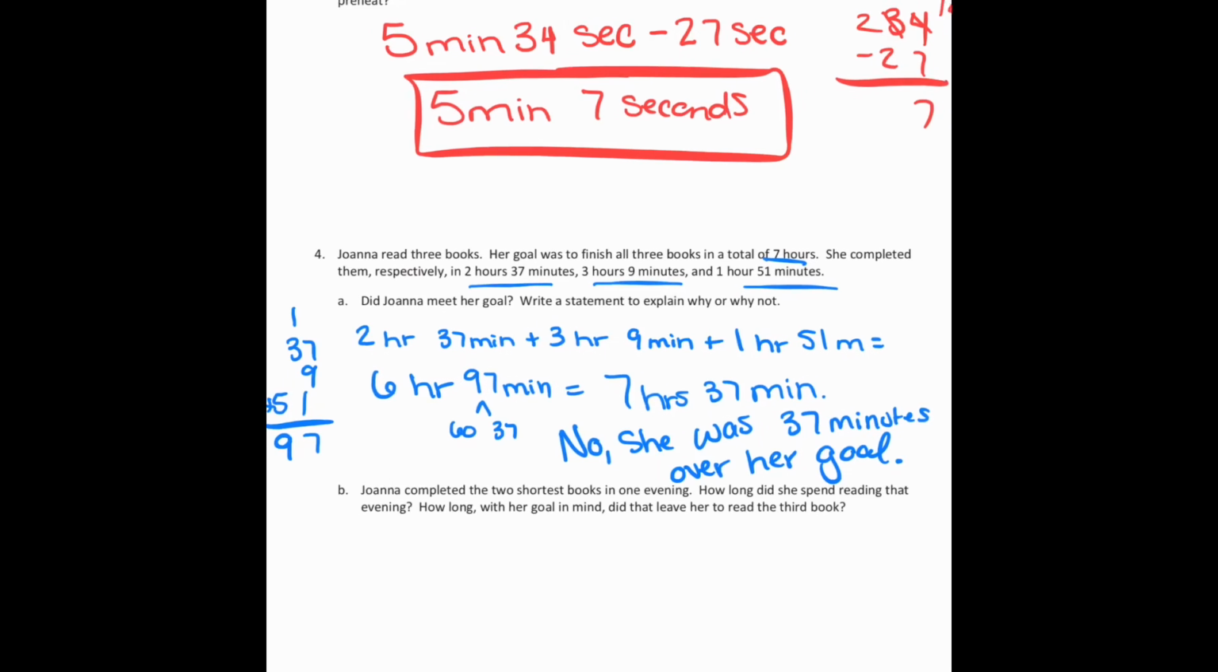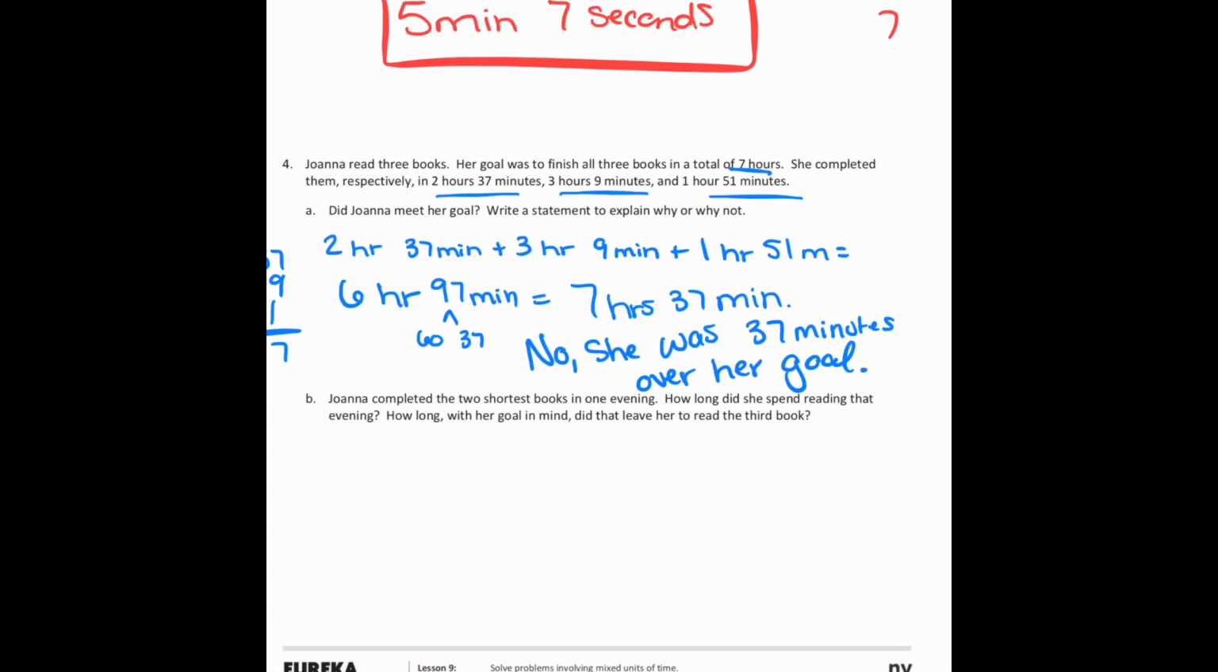All right, let's look at B. Joanna completed the 2 shortest books in one evening. How long did she spend reading that evening? How long, with her goal in mind, did that leave her to read the 3rd book? So let's add the 2 shortest books. So that's the 2 shortest times. So that would be 2 hours and 37 minutes and 1 hour and 51 minutes. So in that one evening, if we add these 2 times together, we'll figure out how long that was. And then we could subtract that time from 7 hours to see what she should have spent on the 3rd book in order to finish it in time.